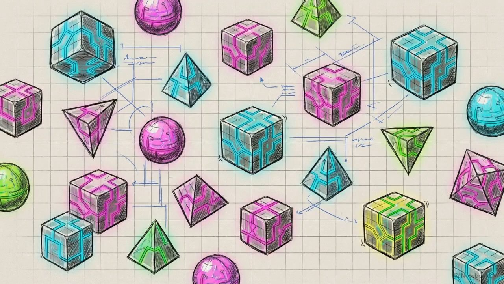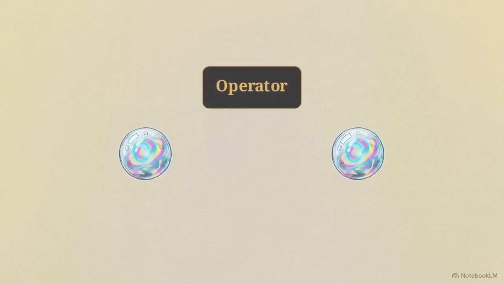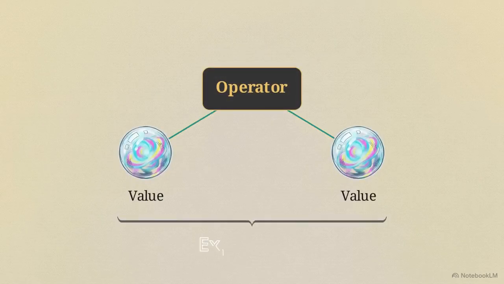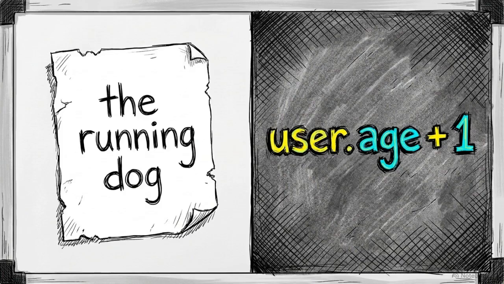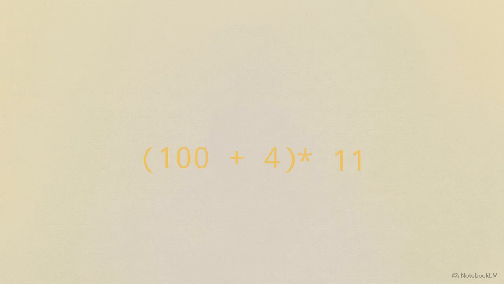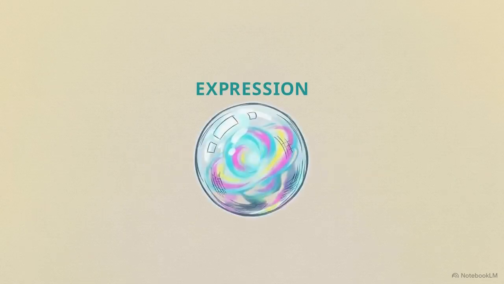Once values are generated in memory, we need a way to combine and manipulate them. Any fragment of code that produces a value is called an expression. You can think of an expression like a sentence fragment. It contains meaning, but doesn't necessarily perform a task. Writing out 100 plus 4 multiplied by 11 creates an expression that evaluates to a single numeric value.